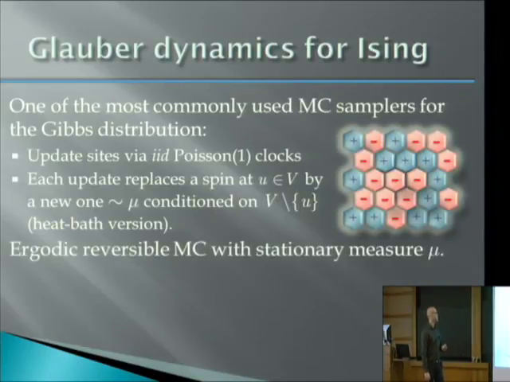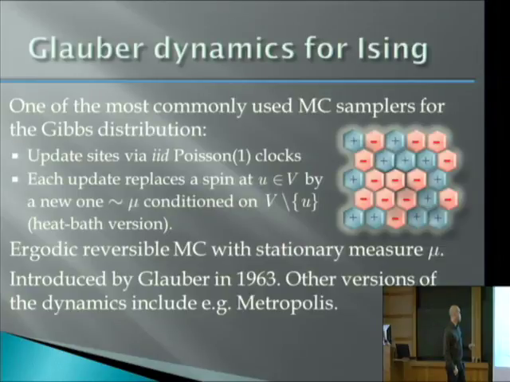On and on. And it's easy to see that this forms an ergodic Markov chain, which is reversible with respect to the Gibbs distribution that I defined in the previous slide. And this is called the heat bath version of the Glauber dynamics. There are other versions of the dynamics, including the Metropolis one.